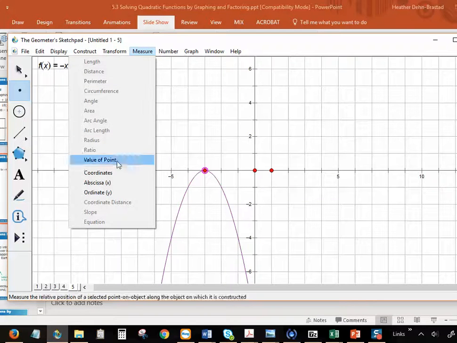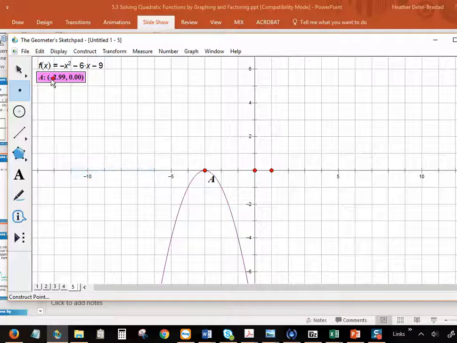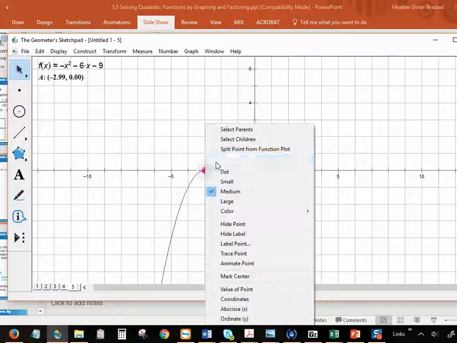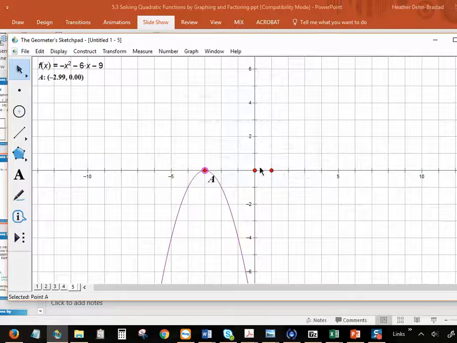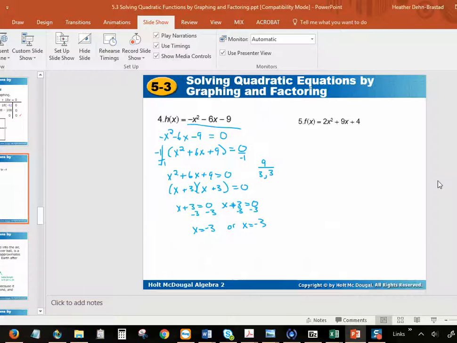It might not be super accurate. It might say, see, it's negative 2.99. It's not letting me select the x-axis at the same time because the graph doesn't pass through it. It just touches it at that point. So Sketchpad is not as precise about that as algebra is. All right, going back to the lesson here.